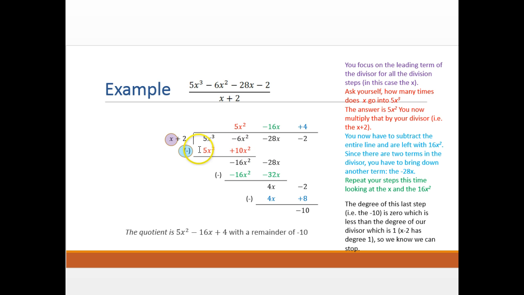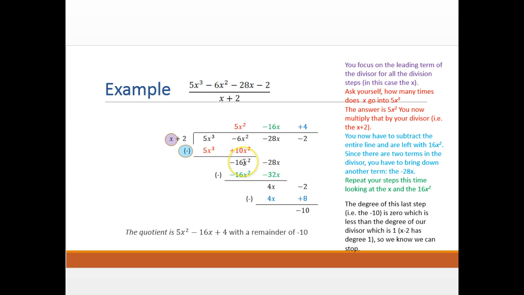And if you remember, once you multiplied, you subtracted. So I'm going to subtract this entire thing. So 5x cubed minus 5x cubed is 0x cubed. Negative 6x squared minus 10x squared is negative 16x squared. This is the point where a lot of students will mess up, is they'll forget to do the subtraction. They'll simply add them. You have to subtract this bottom from the top.